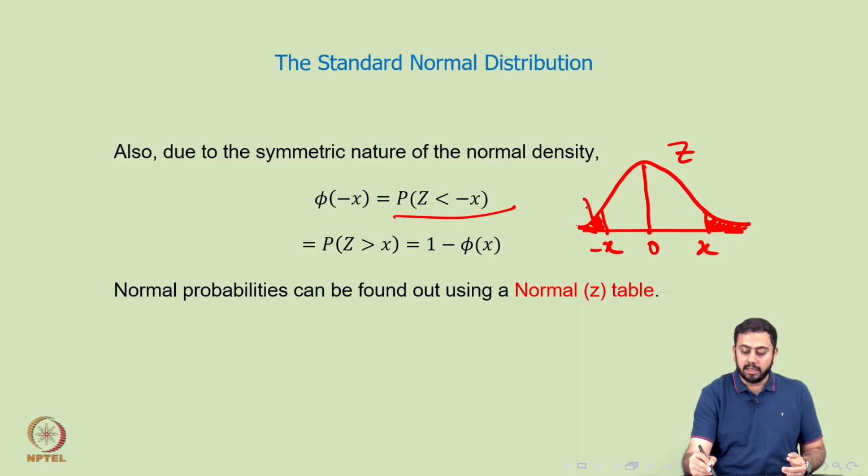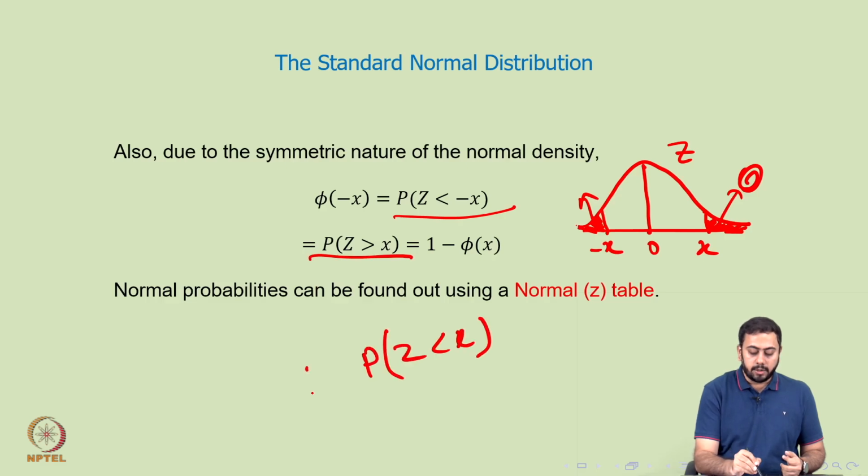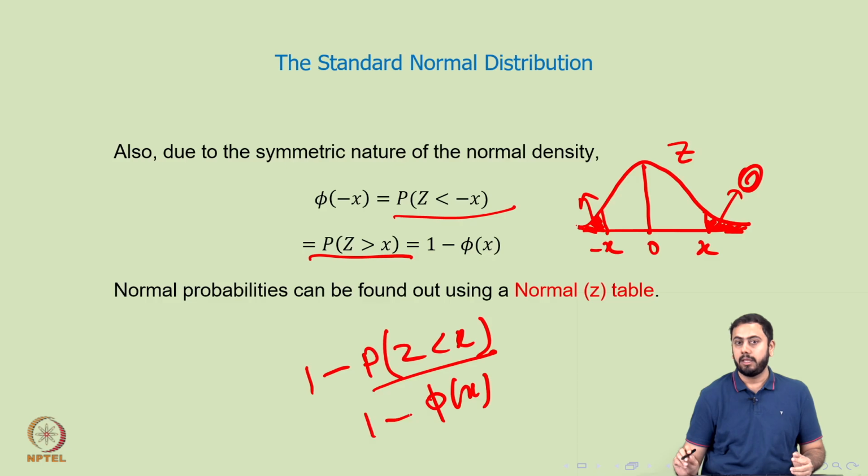Hence this probability is exactly equal to that probability, and this probability here is nothing but the probability that z exceeds x, which I can write as 1 minus phi of x. So the probability z is bigger than x is 1 minus the probability that z is less than x. But this entity is nothing but the CDF at the point x, so eventually you get 1 minus phi of x. Now all such normal probabilities can be found using a normal table. In literature we have something called a normal table or a Z table.